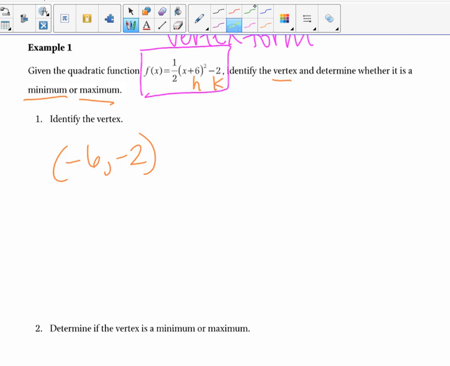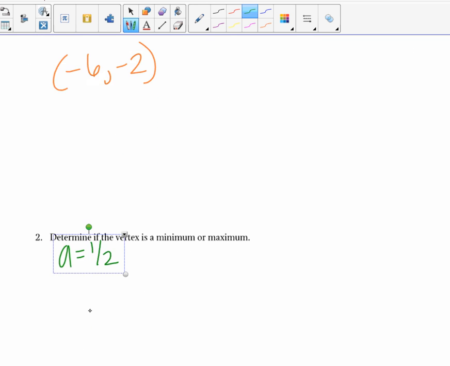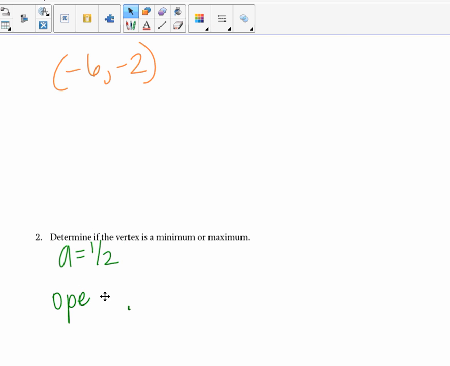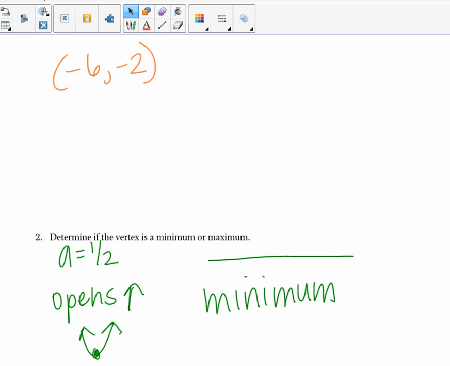The next question is, is it a maximum or a minimum? Well, your A value here is 1/2, so A is a positive 1/2. Since A is positive, that means my graph is opening up, because A is positive. So that means your vertex is going to be down here, so it is a minimum. Again, literally nothing new. That was totally a review from last semester.